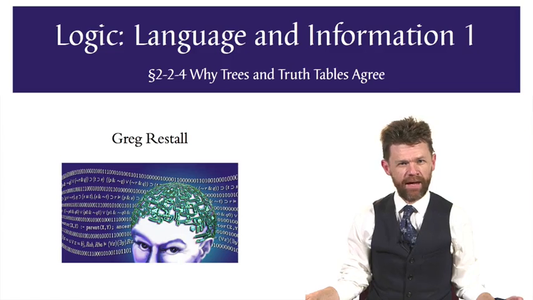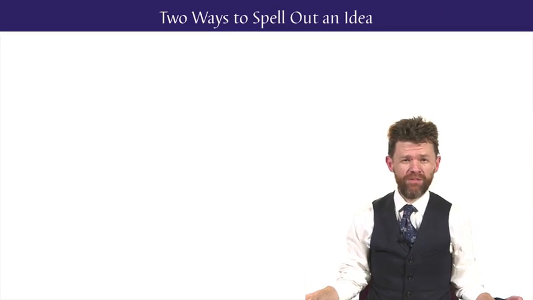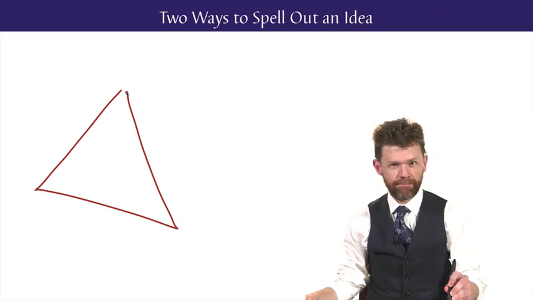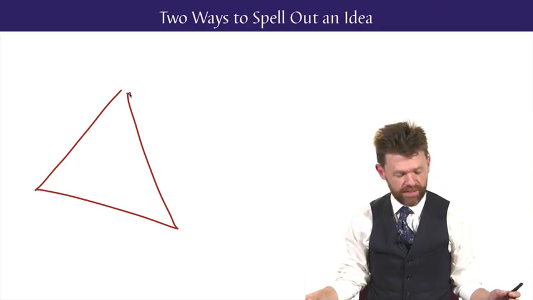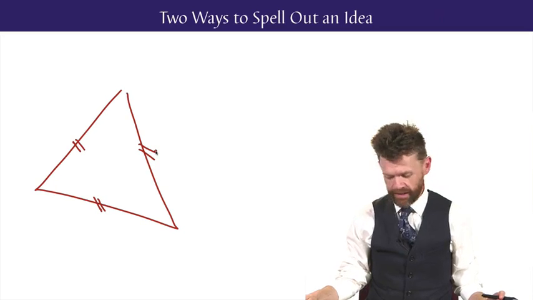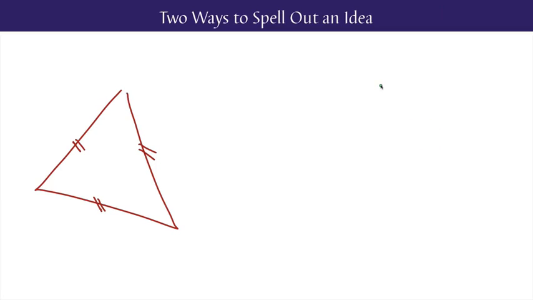In this lesson, I'll explain how it is that truth tables and trees agree in their verdicts. This is moving from learning how to use tools to analyze logical relationships to understanding how these tools work. Here's an analogy. Maybe you remember some elementary geometry and the idea of an equilateral triangle. This is a triangle in which all of the sides have the same length. So I've got a three-sided triangle in which every side has the same length. Now, there's also the idea of an equiangular triangle. And this is a triangle in which all of the angles have the same size.